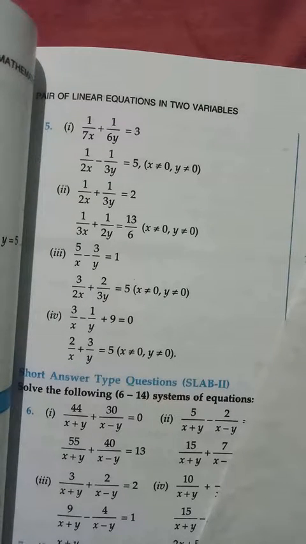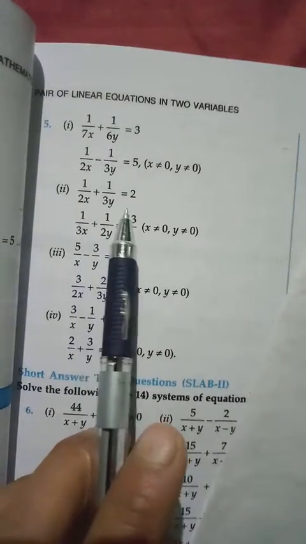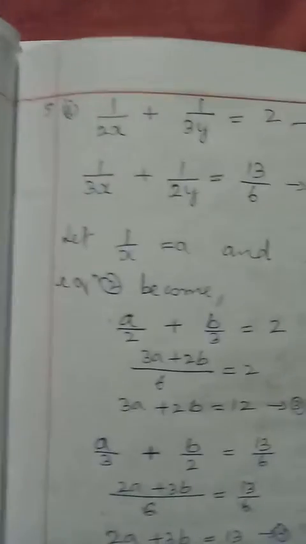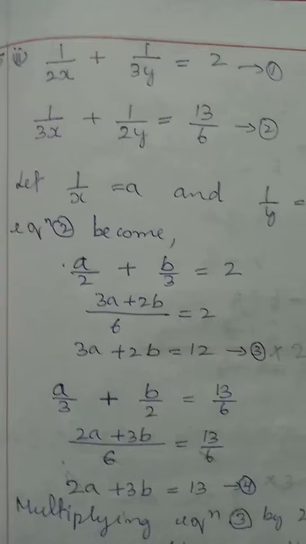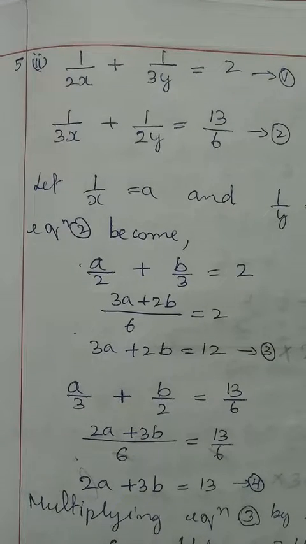Let us continue with exercise 3C, solving linear equations by substitution or elimination method. Question 5.2. Here we have to find the value of x and y, but both of them are in the denominator, so first we have to rearrange them. How to rearrange them? Let's see. In order to make it easy for us to solve, let us make them linear.